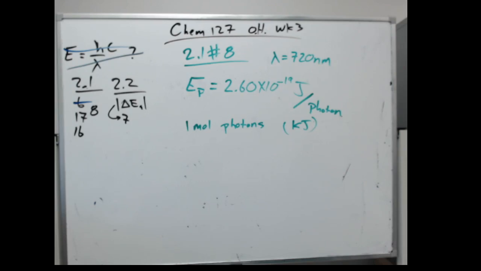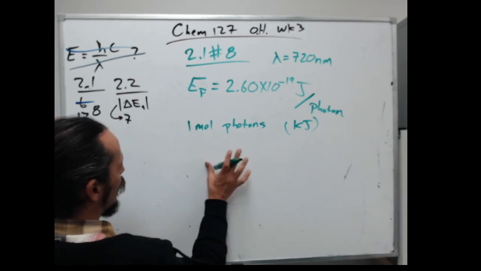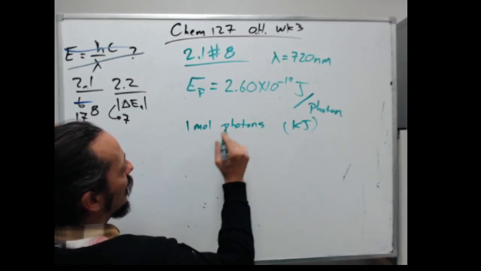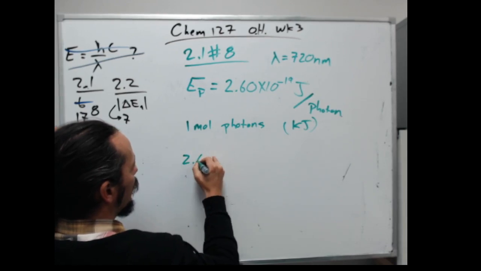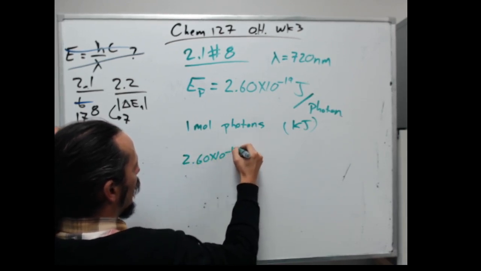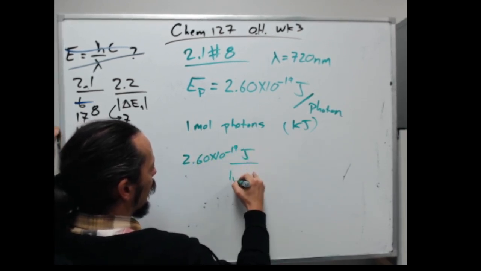Why would they ask me to put it in kilojoules unless it was like that first 1.1 homework assignment where we were just doing a lot of conversions? That's probably a hint. So let's go ahead and do some thinking. Now, we already know the energy for 1 photon, 2.60 times 10 to the minus 19 joules per 1 photon.